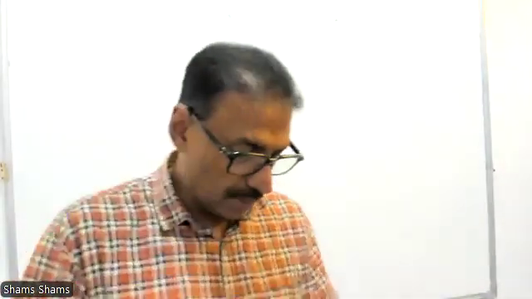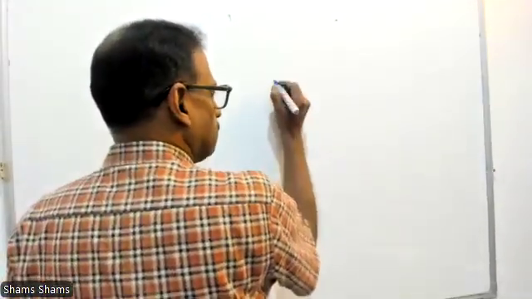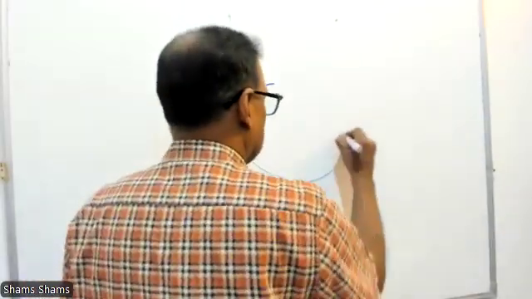I'll read again. Listen. The angle subtended by an arc at the center is double the angle subtended by it at any point on the remaining part of the circle. Not right now. This proof I'm not doing now, just explaining it.